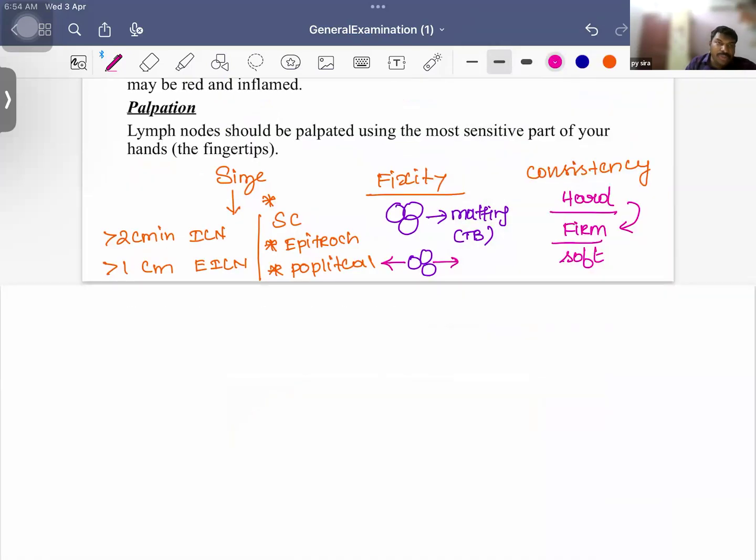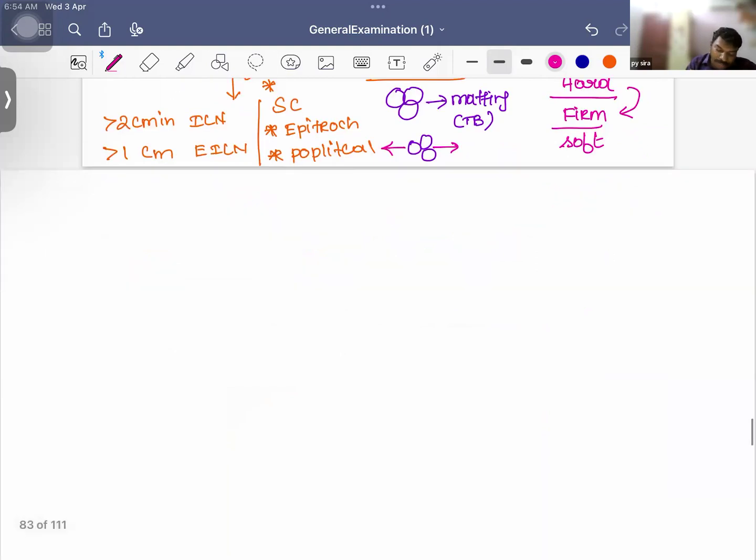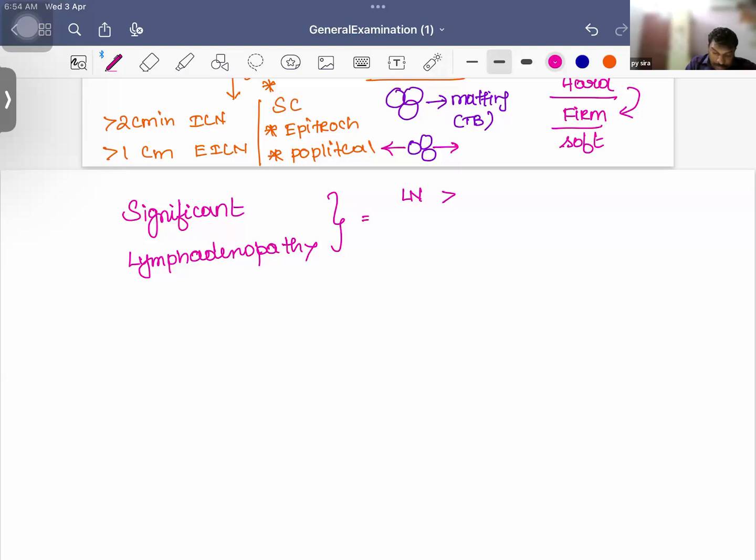Next, in lymph nodes they will ask, what is significant lymphadenopathy? Whenever you have a lymph node more than 1 centimeter in size, involving more than 2 areas, for more than 3 months, then it is called a significant lymphadenopathy.